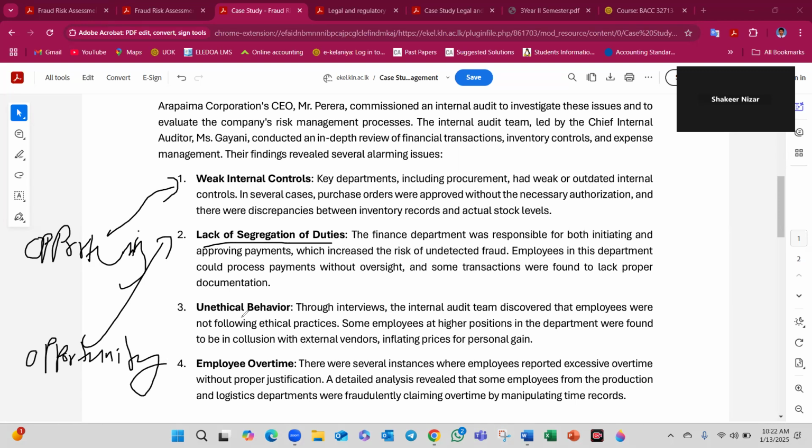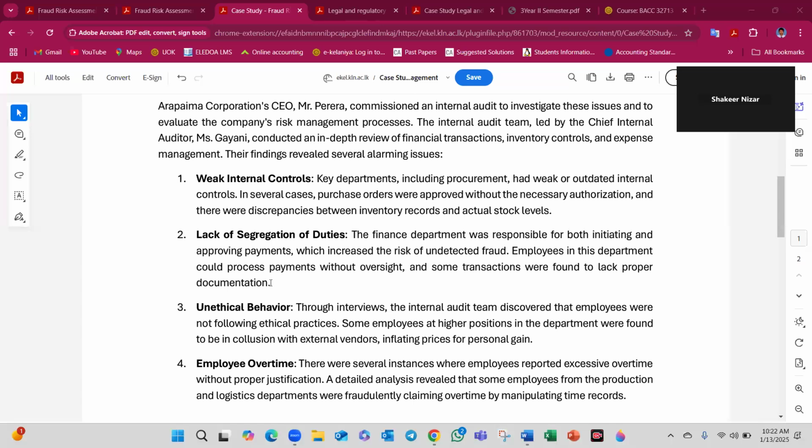The finance department was responsible for both initiating and approving payments. They are making the payment and approving. It needs to be there, but making the payment is the accountant, let's say the finance assistant, and approving the payment goes to the finance manager or the CFO, right? Otherwise it increases the risk of undetected fraud, because sometimes they can make payments to themselves, to phantom companies, using fake or puppet companies.